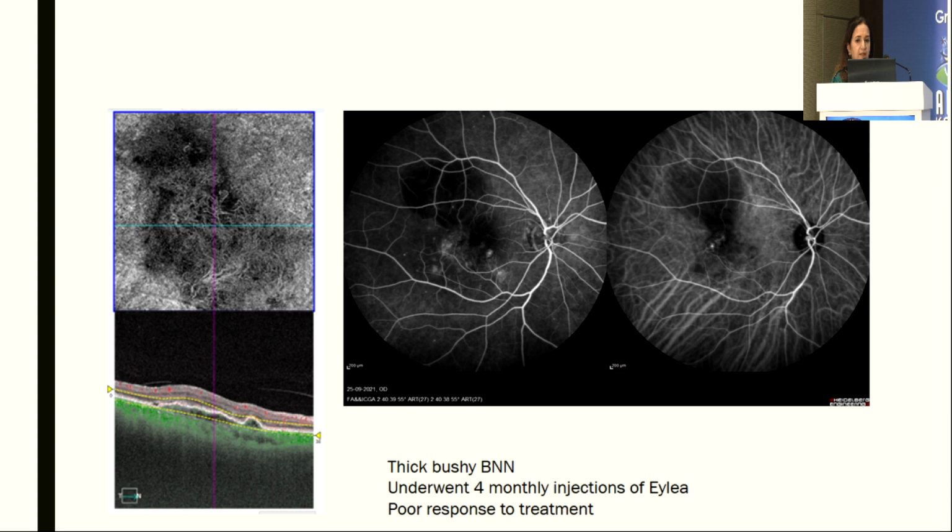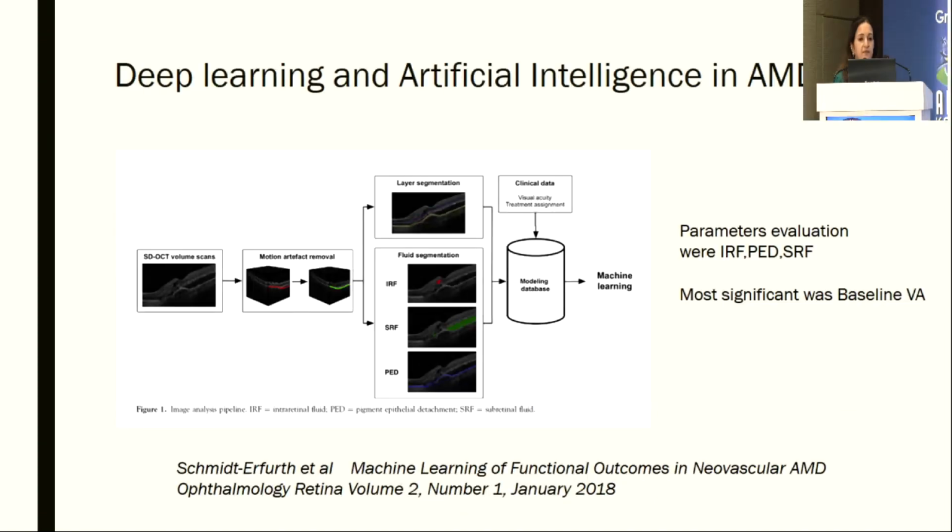I'll just share one last example. You can see this is a case of PCV. So you have a polyp, but look at the membrane. You don't see a trunk here anyway. This is a large mass, a network of new vessels. The patient underwent almost 4 injections, but the response was very poor.